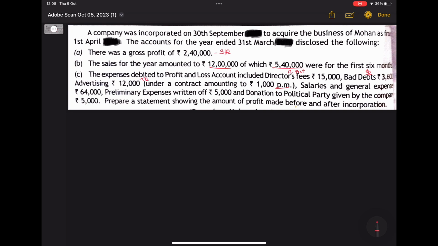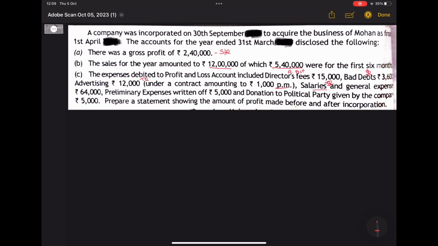So advertisement is a sales-related expense. Even though it is a sales-related expense, how am I paying the agency? I am paying on a monthly basis. So if we are paying monthly, it is absolutely related to time ratio. You understood the point here? Yes. Next, salaries and general expenses. Salary itself is time ratio.